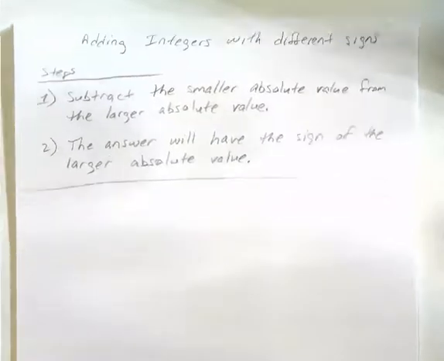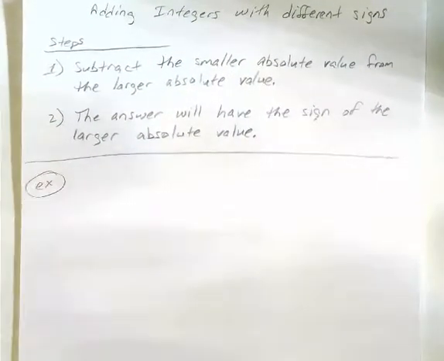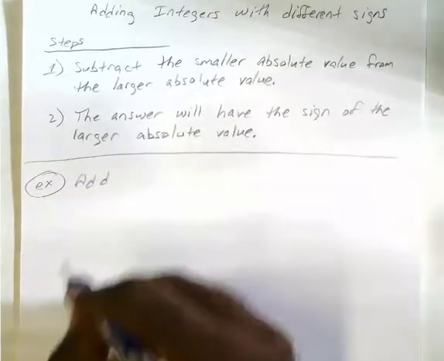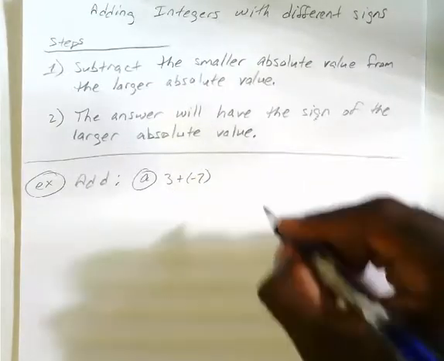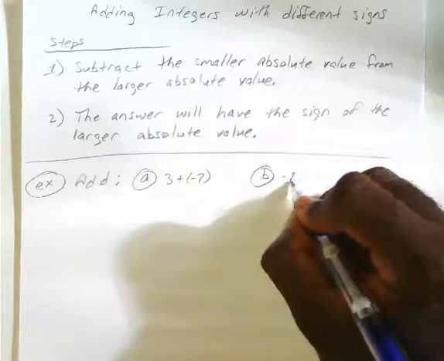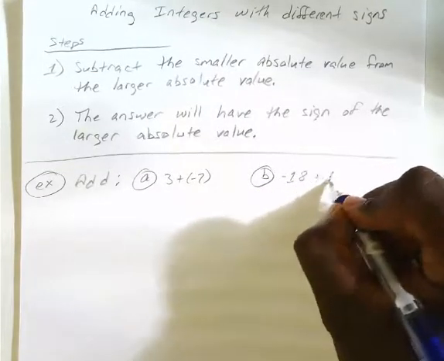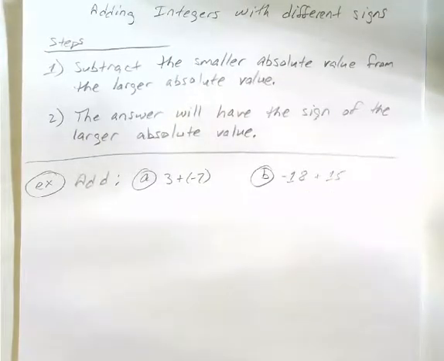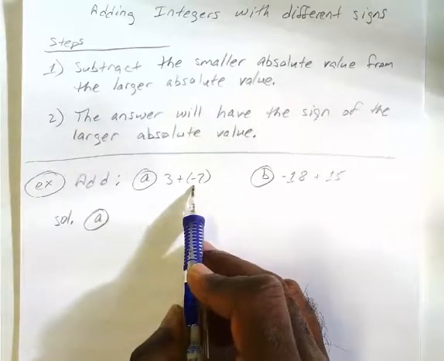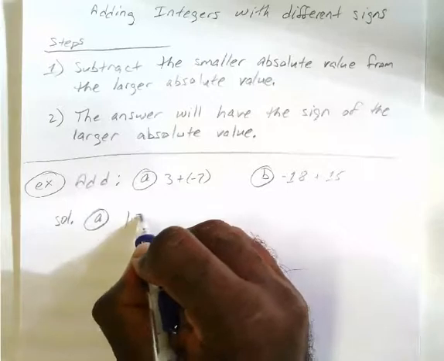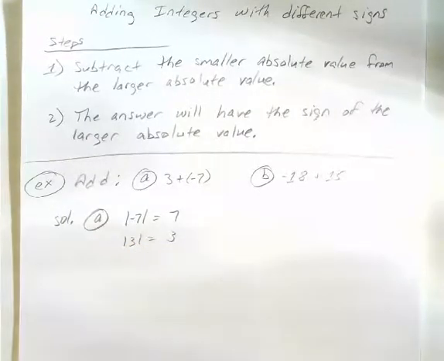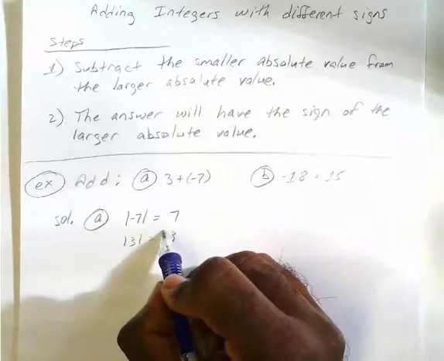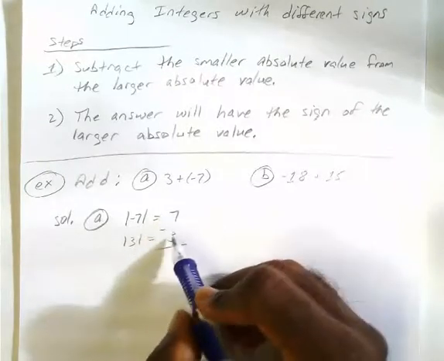All right, so let's say, for example, we want to add, for problem A, 3 plus negative 7. And for problem B, negative 18 plus 15. Okay, so starting on problem A, the larger absolute value would be negative 7. The absolute value of negative 7 is just 7, and the absolute value of 3 is just 3. So the absolute value of a positive or negative number would just be positive. Then you just subtract it. So 7 minus 3 is 4.